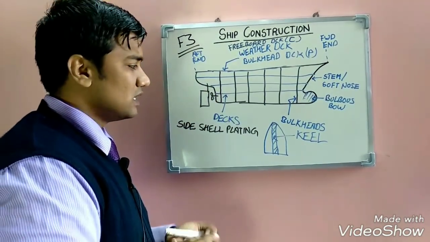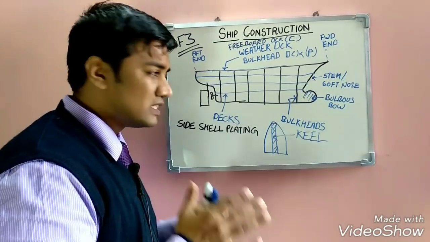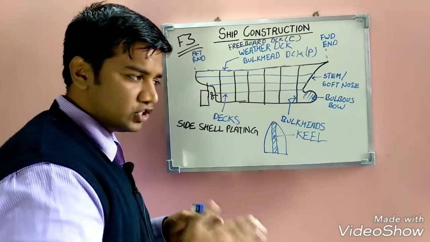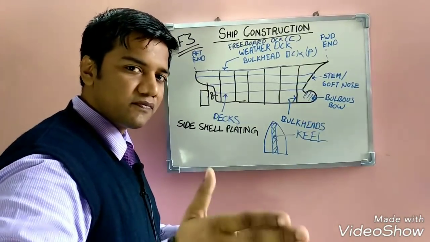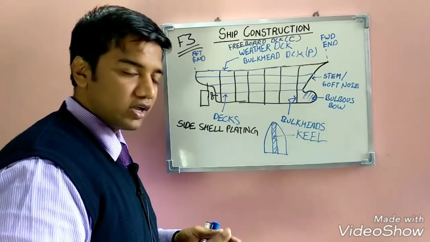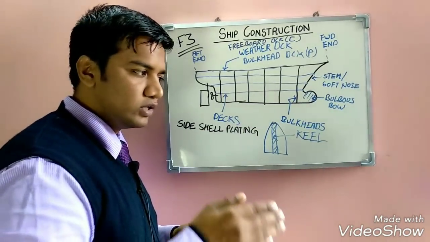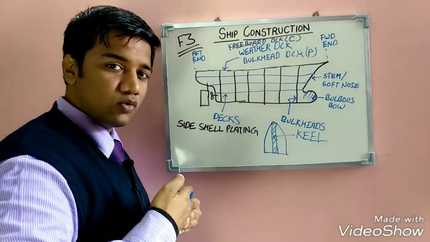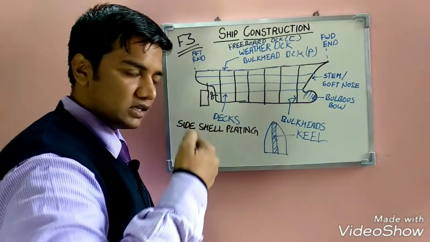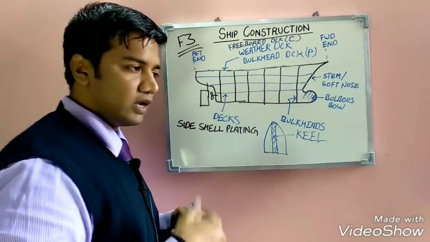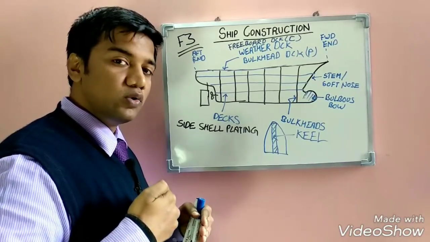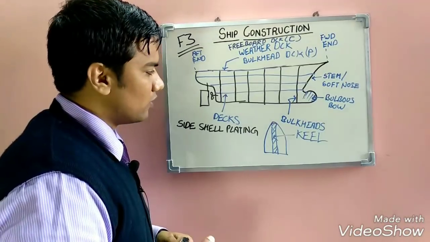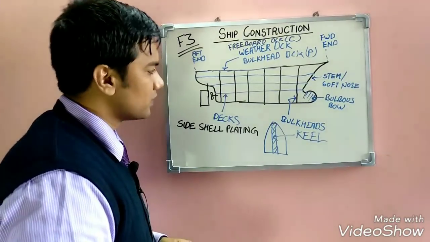Now the keel is the strongest part of the ship. It is also called the backbone of the ship. The numbering of the strakes is done from the keel itself. From the keel outwards, you do the alphabetical naming. And numbering is done from the aft perpendicular in the forward direction, that is 0, 1, 2, 3, 4, 5. And aft of the aft perpendicular, you do negative numbering. So that is how the naming and numbering of the strakes are done.